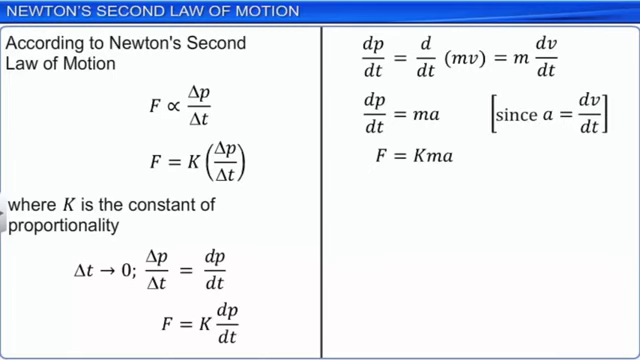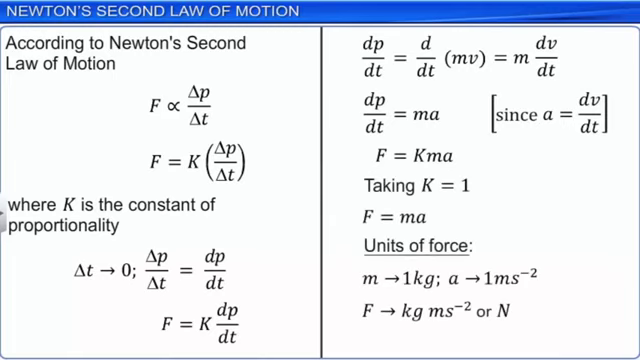By choosing the value of k as 1, we can define the unit of force in the SI system. In the SI system, the unit force is one that causes an acceleration of 1 meter per second square to a mass of 1 kilogram. This unit force is known as a Newton. There are certain special applications of Newton's second law of motion.